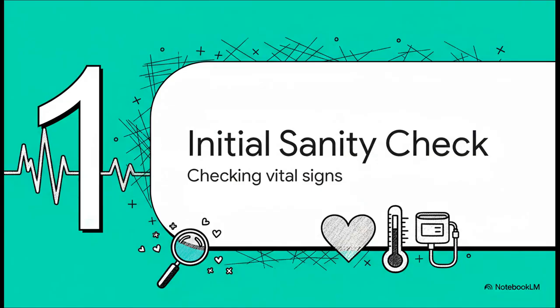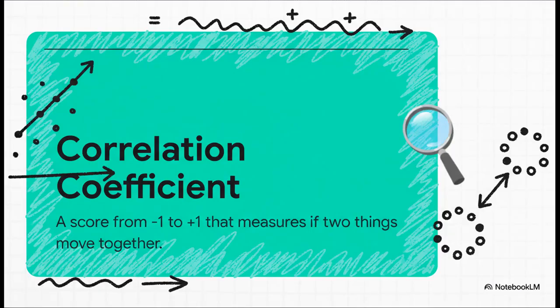All right, first things first. Before we get into any of the heavy-duty modeling, we've got to do an initial consultation on our data. Think of this as checking the patient's basic vital signs. So, we're going to start with the single most important question you can possibly ask. Is there even a relationship here worth modeling in the first place?